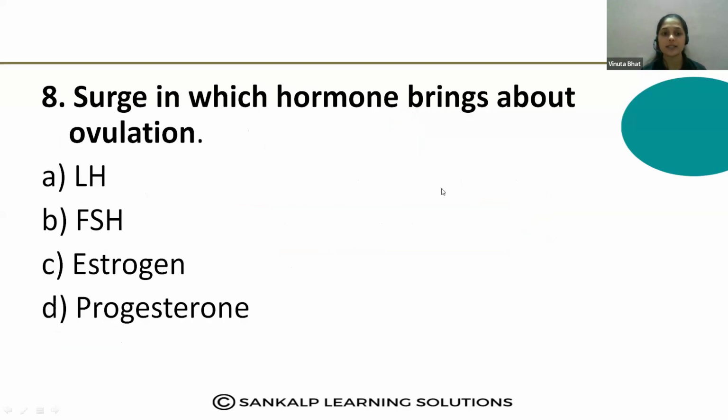Eighth question. Surge in which hormone brings about the ovulation? The peak level of which hormone brings the ovulation? LH, FSH, estrogen, progesterone. That is luteinizing hormone. Option A is the correct answer.